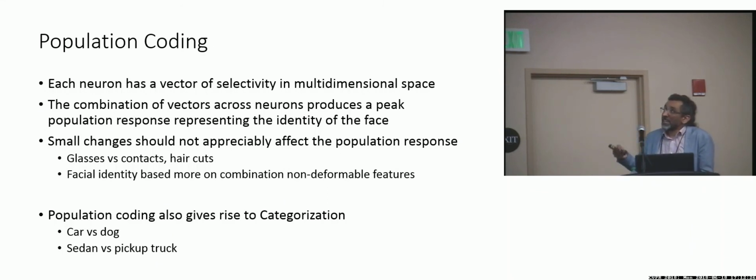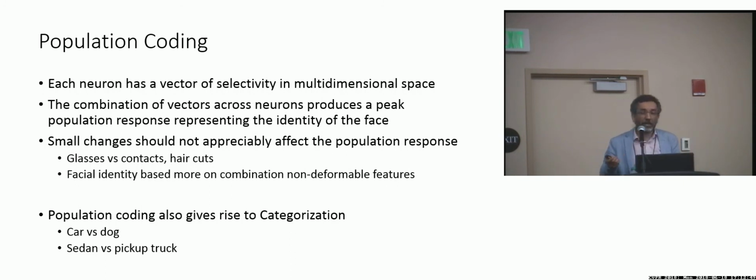Really, it is based on each neuron having a selectivity vector in multidimensional space. You can combine these vectors across the population, and it'll produce a peak response for any given image that is representing the identity of that face. And the fact that we're using this population allows for small changes to not appreciably affect the population peak response.